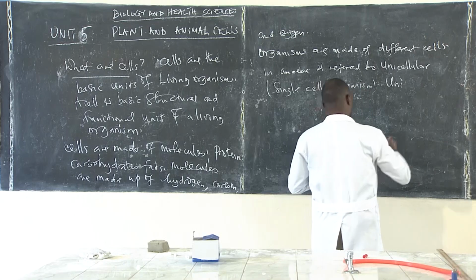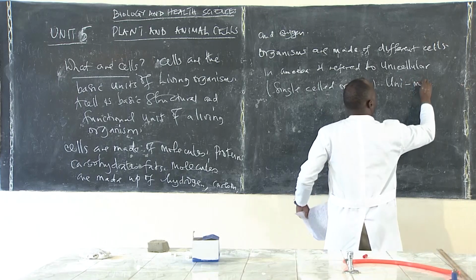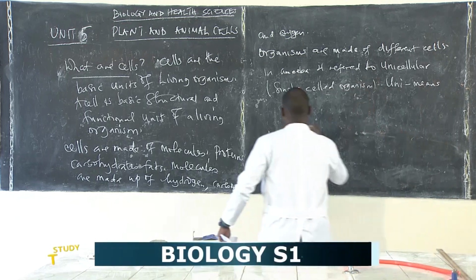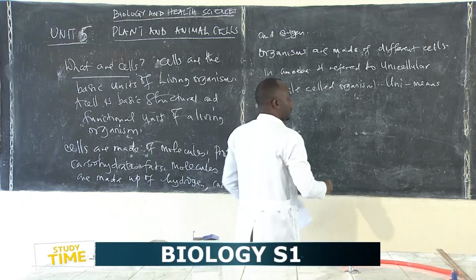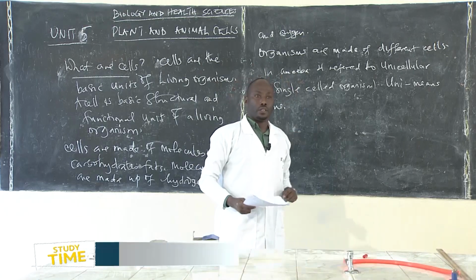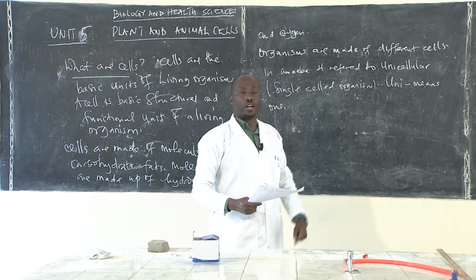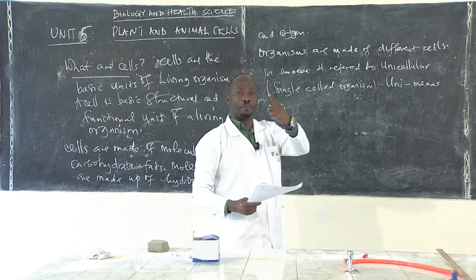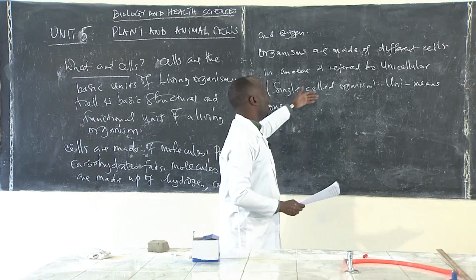If I say the word unicellular, uni means one. It means these amoeba and bacteria are made up of a single cell. They are single-celled organisms. They are not multicellular organisms. Their body is made up of a single cell. That's why you call it a unicellular organism.